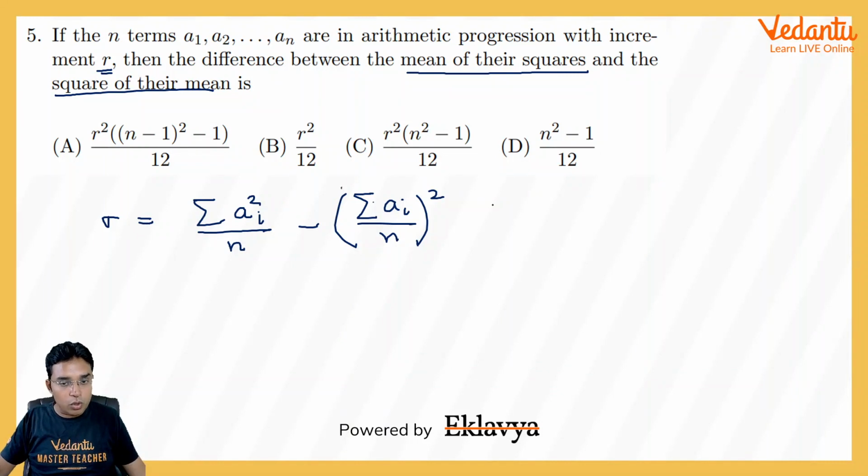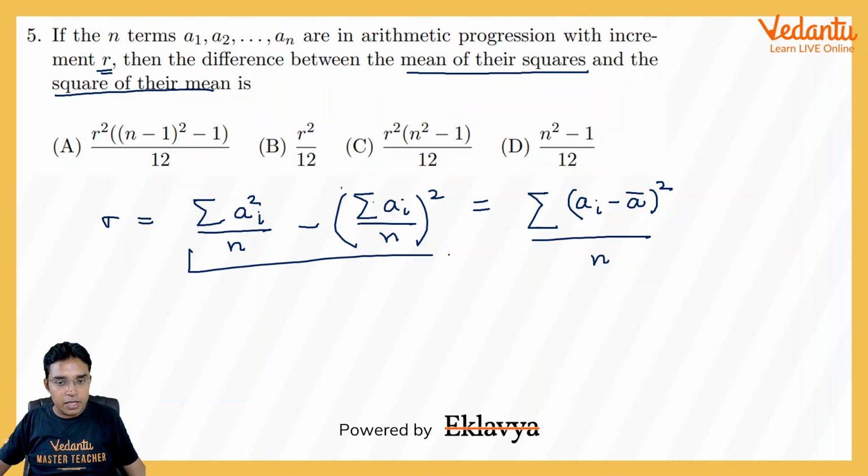So you should know. And there is one very important property, let me tell you. This result is actually a shortcut to find the variance. In the beginning we defined variance as sigma of AI minus A bar, where A bar is the mean of the data, whole square upon n. It can be proved that these two expressions are equal. You just have to open the bracket.